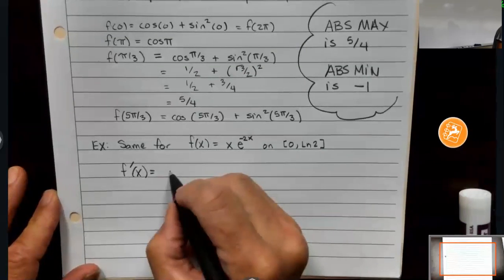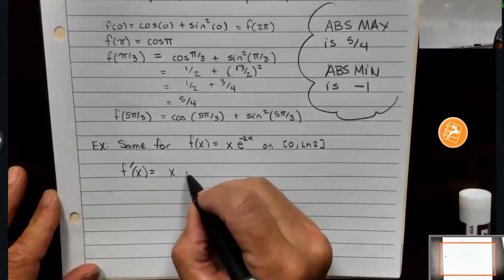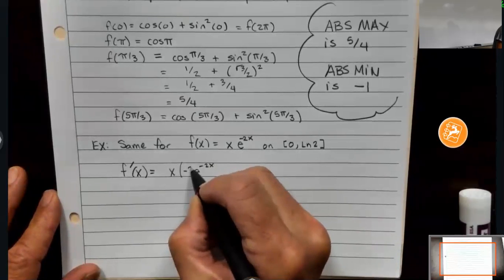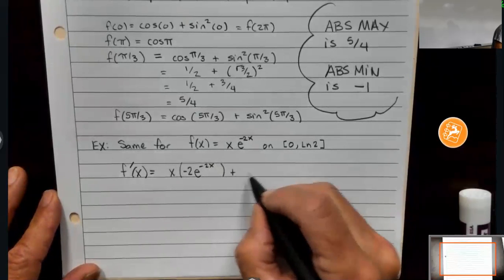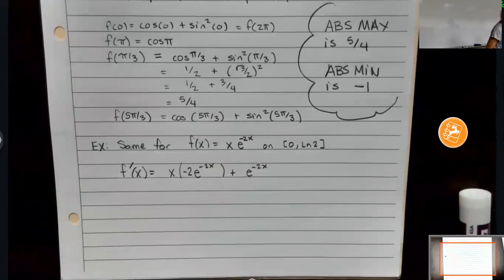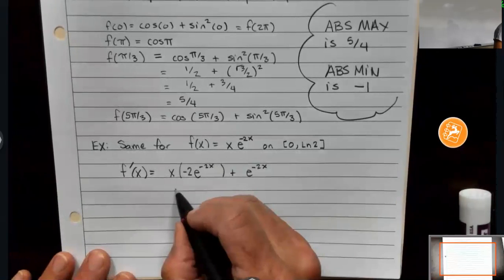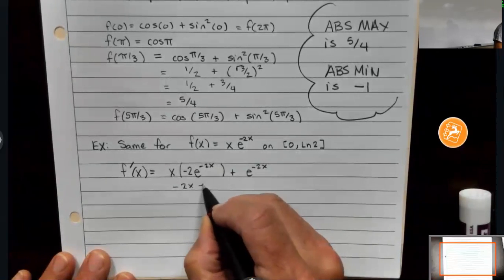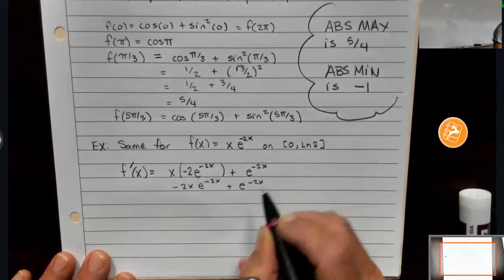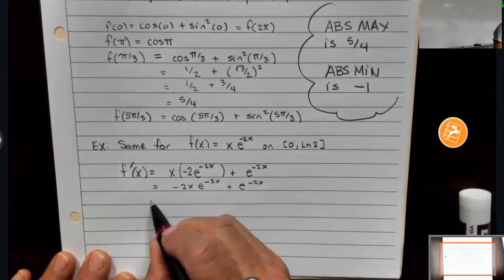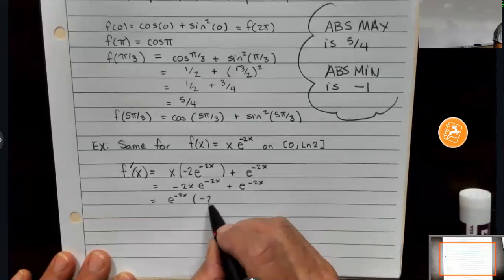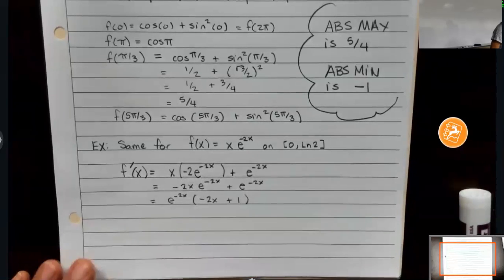All right, the product rule is the first times the derivative of the second. So you get itself times the derivative of the exponent. Then we've got the second times the derivative of the first. The derivative of the first is just 1. So I can write that as minus 2x e to the negative 2x plus e to the negative 2x. And I'm going to factor out the e to the negative 2x. And so I'll have negative 2x plus 1.